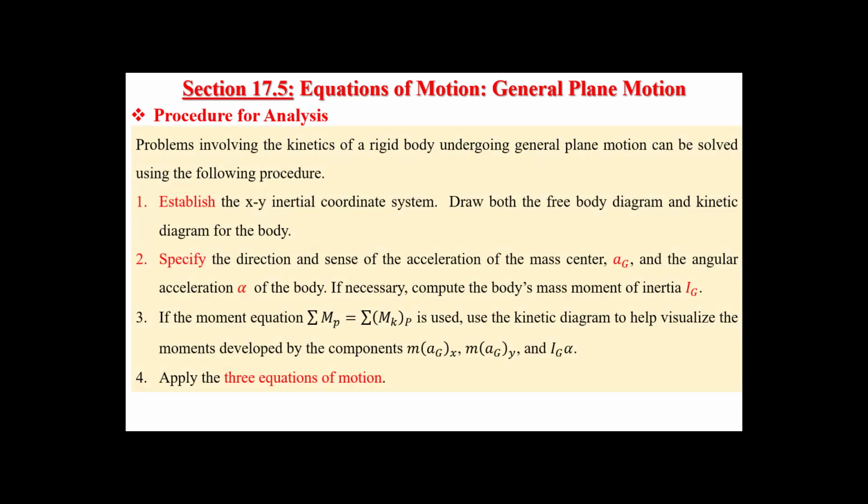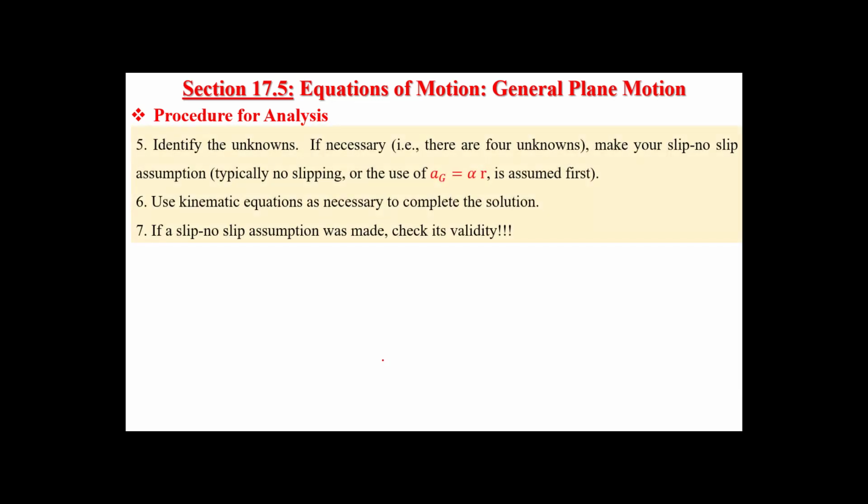Procedure for analysis. As usual, we establish the XY coordinate, draw the free body diagram and the kinetic diagram, and specify the directions of a_G and alpha. After that I write my equations. Okay, apply the three equations of motion. Identify the unknowns, they will be 4 if necessary.